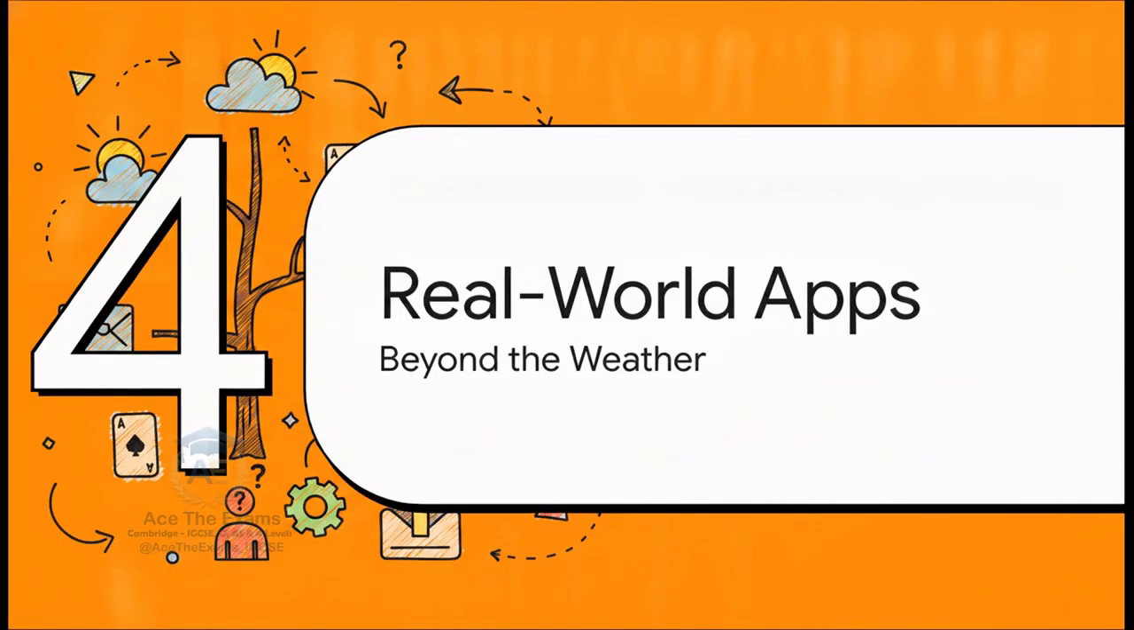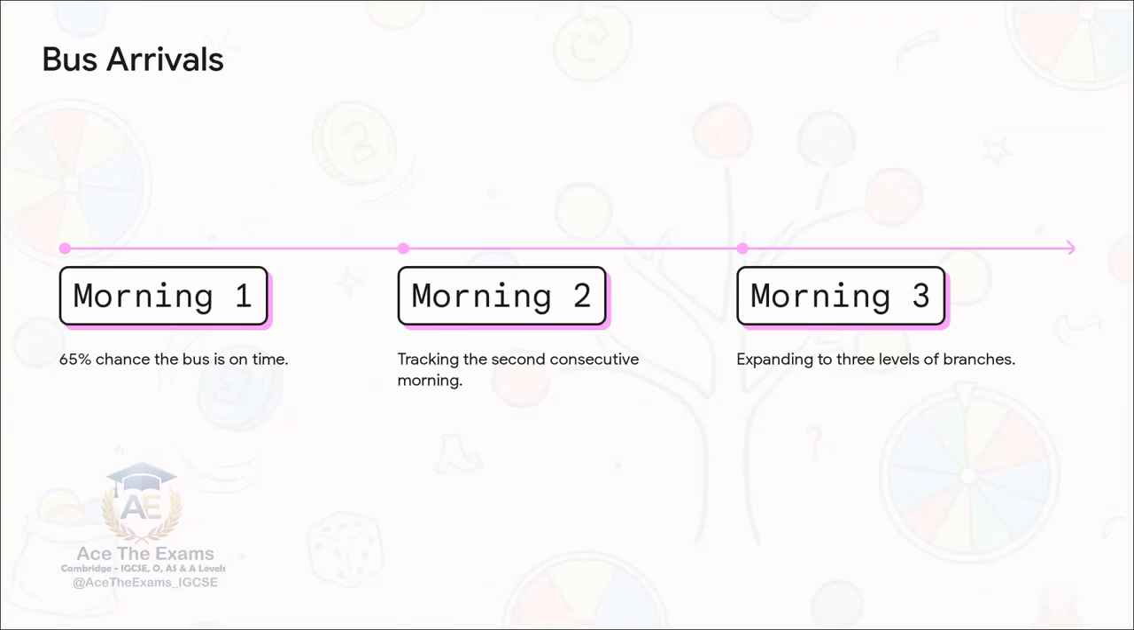Let's hit section 4, real-world applications: buses, bulbs, and board games. The real beauty of this system is that these exact same rules apply to far more than just predicting the weather. Consider a scenario where a morning bus arrives on time 65% of the time. Now, instead of 2 days, we want to track this bus across 3 consecutive mornings. You'd simply draw 3 levels of branches. And instead of fractions, your branches would be labeled with 0.65 for on time and 0.35 for late. The visual map expands, sure, but the logic remains totally identical.